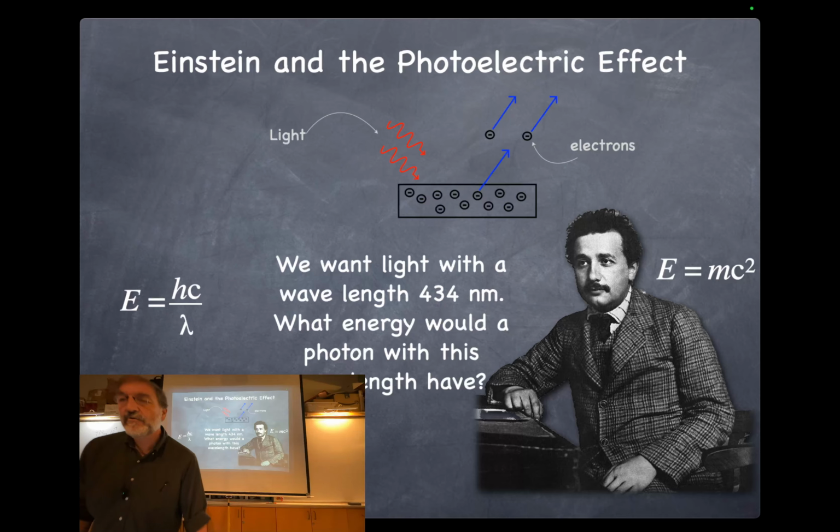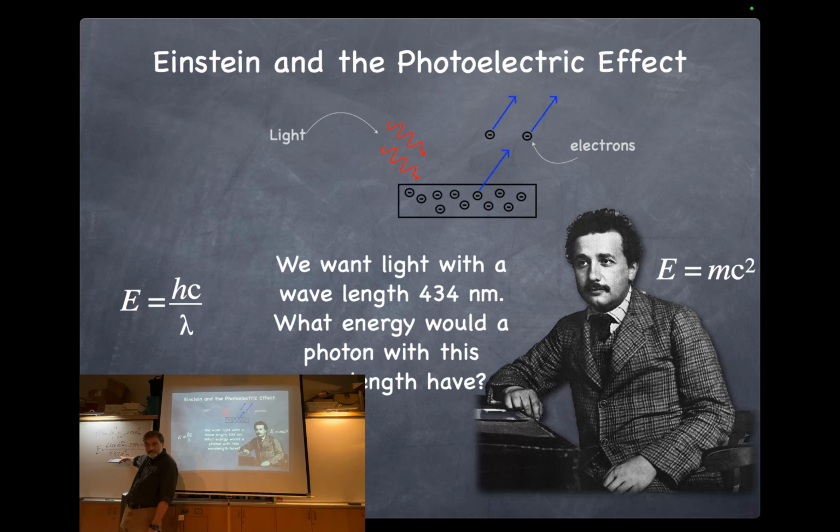Why are you dividing by 434? Remember, we had to convert the wavelength into meters. That's C, the speed of light.